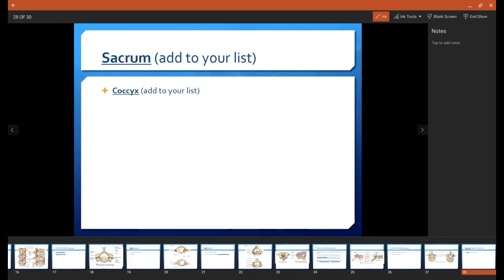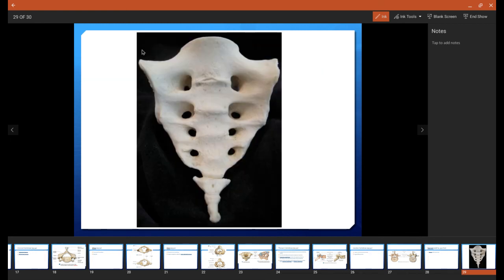Also, we need to know just the sacrum itself, which is going to be about 5 to 7 vertebrae that are fused. And at the end of the sacrum is going to be the coccyx, which is commonly known as the tailbone, which will be about 3 to 5 bones fused together. So as we take a look, just this big part right here, this is going to be the sacrum, so just this portion, and then the coccyx will be the smaller portion at the bottom.